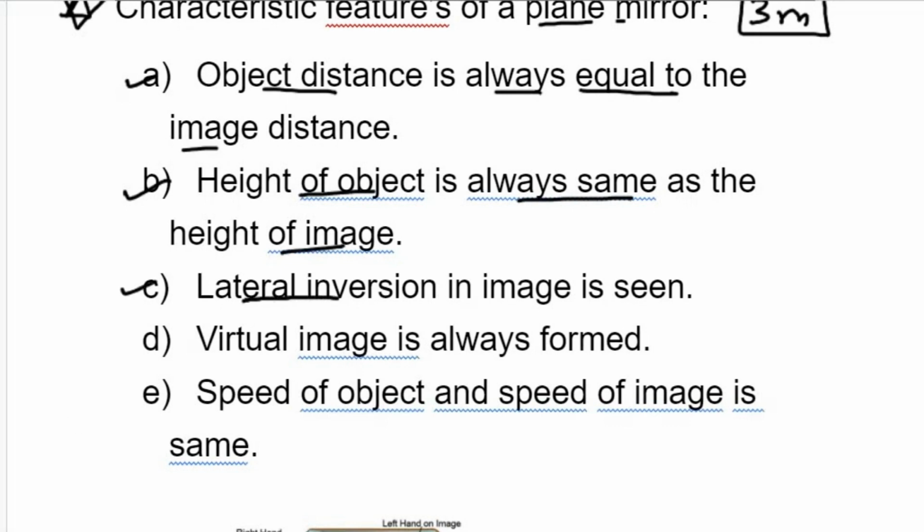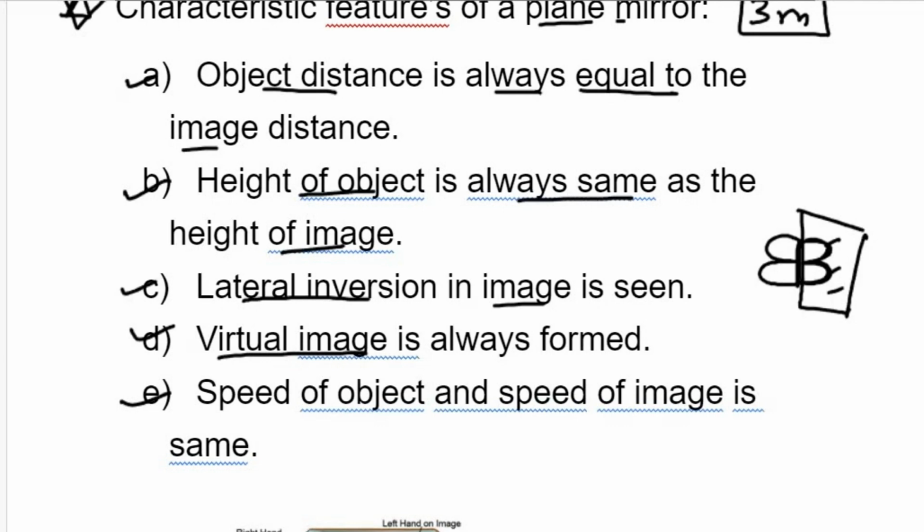Third one, lateral inversion is seen in the case of a plane mirror. You must have noticed, if there is a plane mirror, this is the mirror. If there is a letter B, we write it like this. We put a letter B outside, its image forms like this. This is called lateral inversion. So if the B was facing left, the image will form facing right. That is called lateral inversion. Fourth point, a virtual image is always formed. Plane mirrors always form virtual images. The last one is an interesting one, helpful in numerical problems. If the object is moving, then the image also moves.